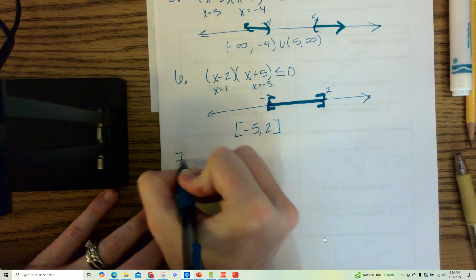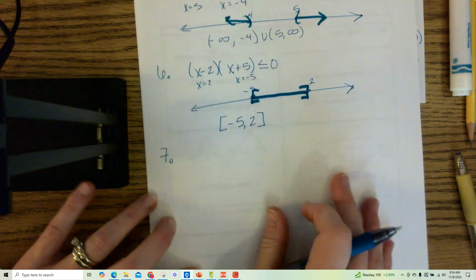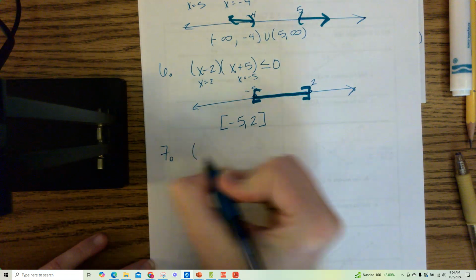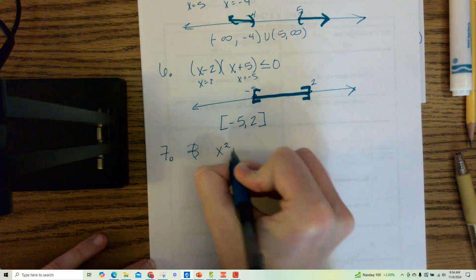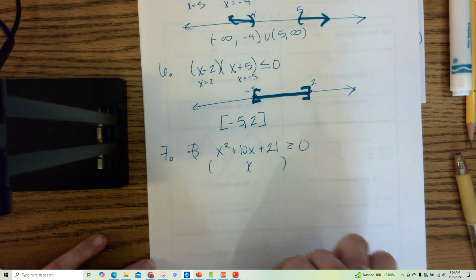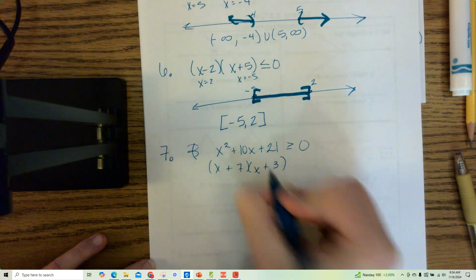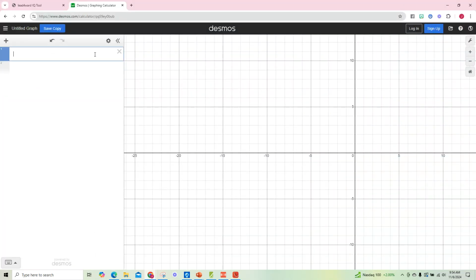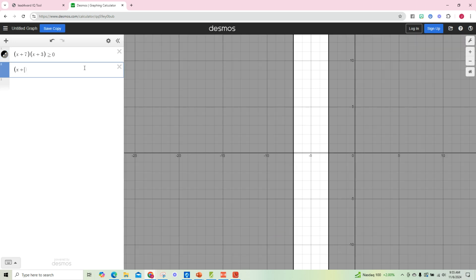Okay, getting there. 7. Same thing, except it's not factored. Okay, x squared plus 10x plus 21 is greater than or equal to 0. So we can factor it though. Yeah, 7 and 3. So again, always just check to see where it's greater than or equal to 0. There we go. Okay, you've always got that if you need it.